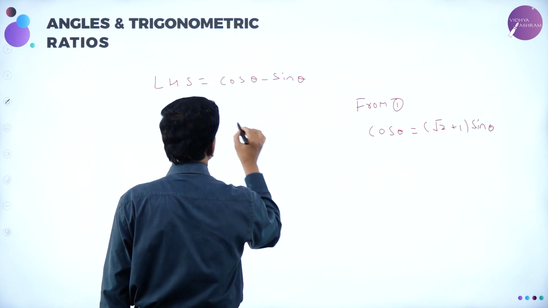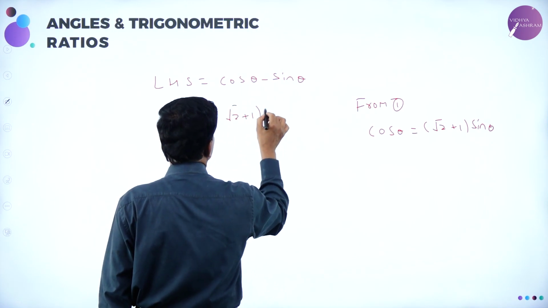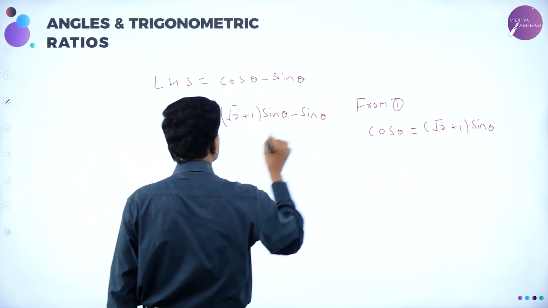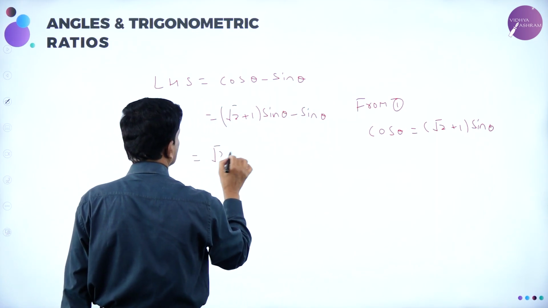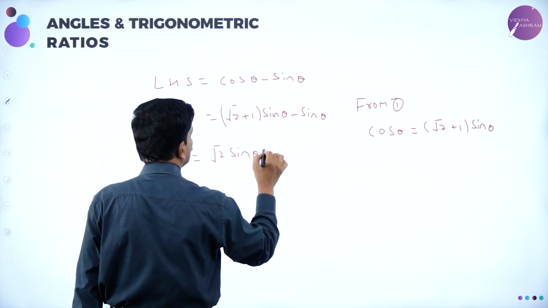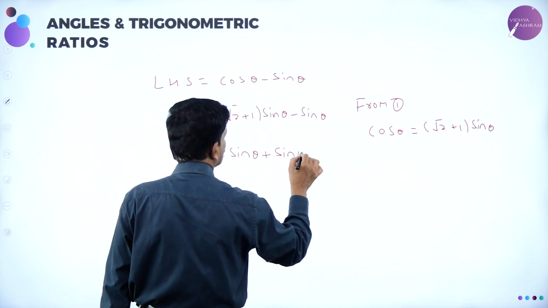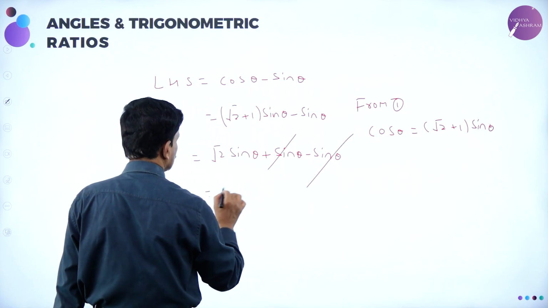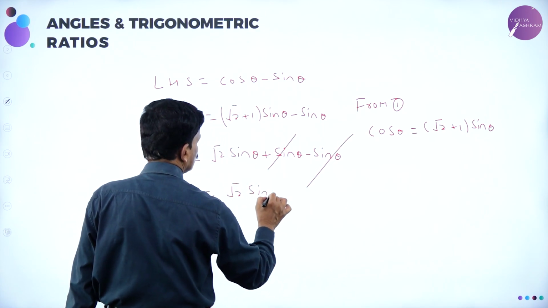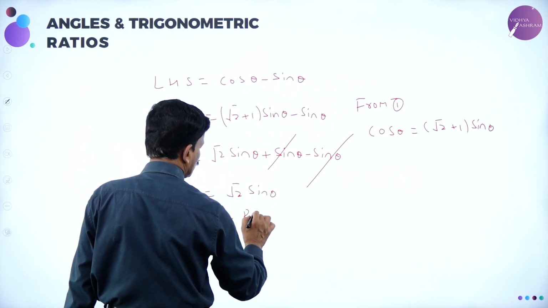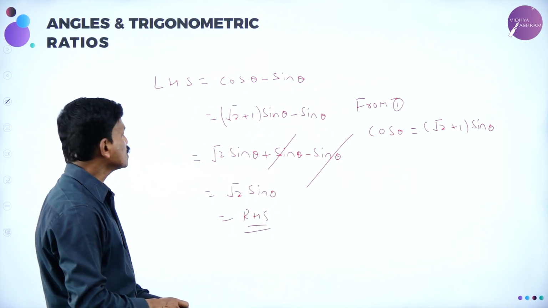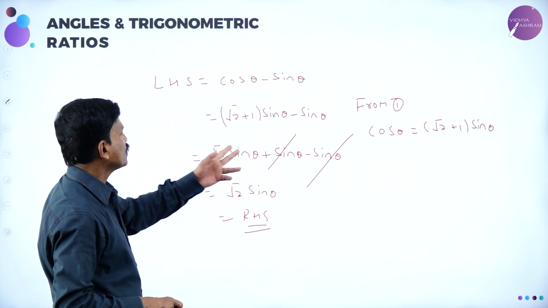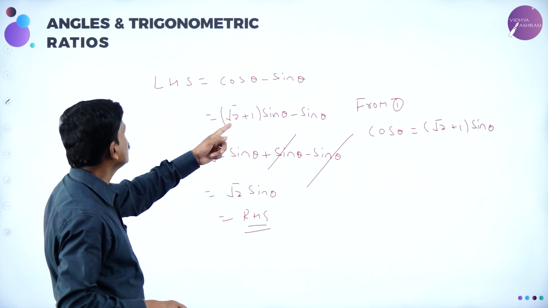Substitute here, cos theta is equal to root 2 plus 1 into sin theta minus this sin theta as it is. Multiplying, root 2 into sin theta is root 2 sin theta plus 1 into sin theta is sin theta, minus sin theta. So, plus sin theta and minus sin theta get cancelled. Root 2 into sin theta, which is the required RHS. That's it. So, just take LHS. What is LHS? Cos theta minus sin theta. From 1, what is cos theta? Root 2 plus 1 into sin theta.